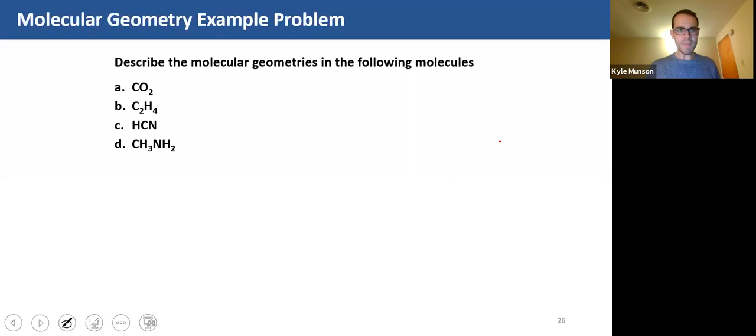So let's do some examples here. Describe the molecular geometries in the following molecules. So why don't you pause the video, actually write down the Lewis structures for all of these molecules, and then we'll use those Lewis structures to answer these problems together.